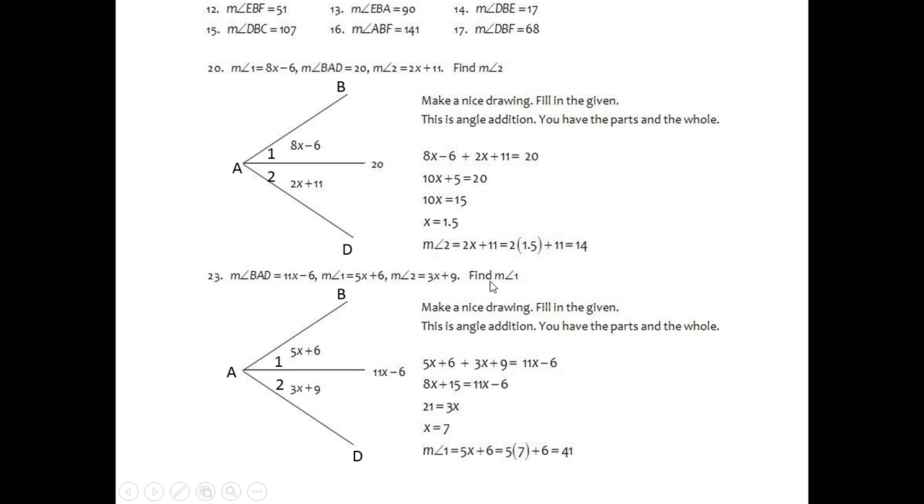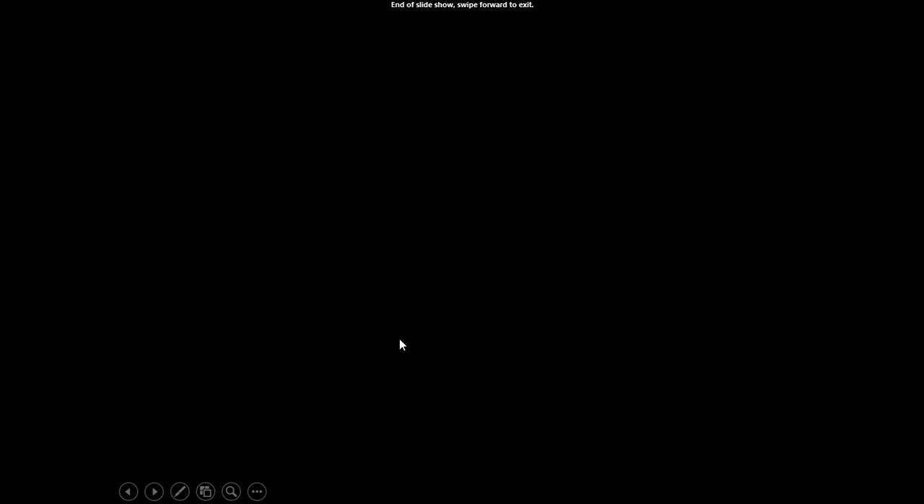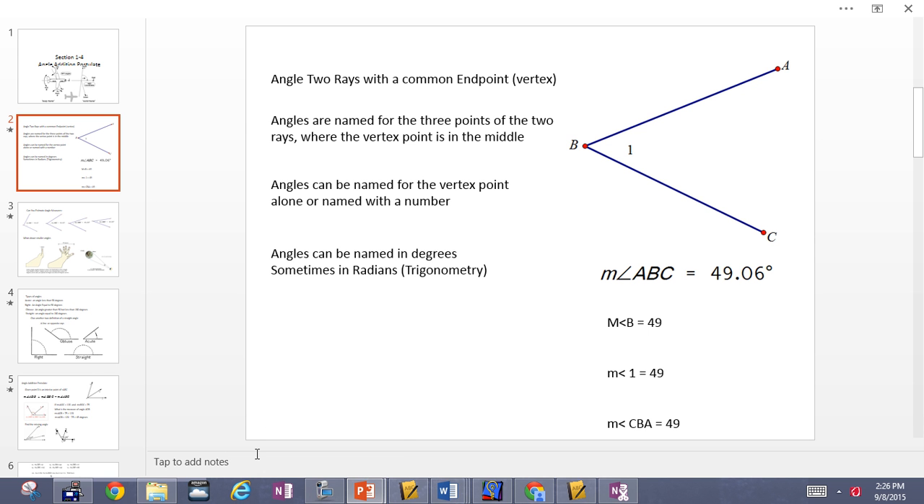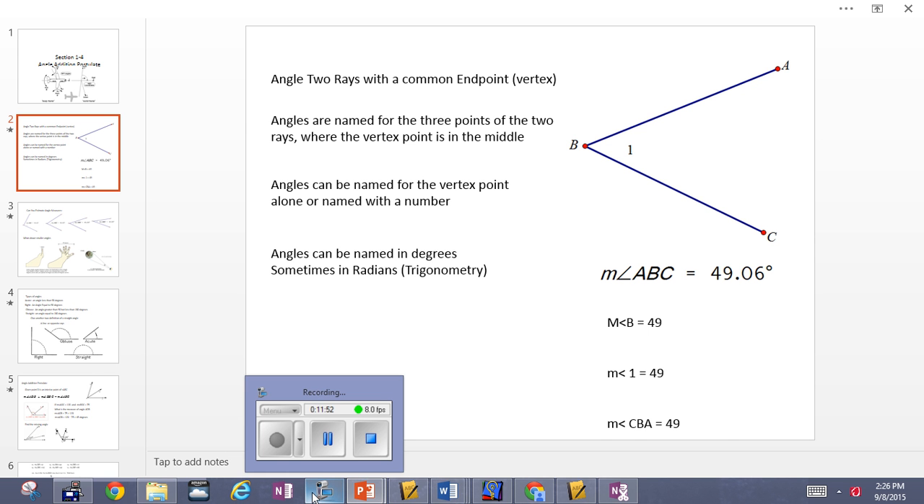The question I was asked was, what is angle 1? Angle 1 is 5x plus 6. Knowing now that the x value is 7, 7 times 5 is 35, plus 6 is 41. And that's what we're going to do with our angle addition postulates. Okay? So there you have it.